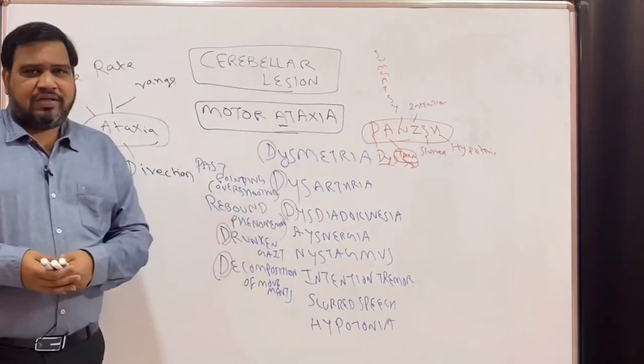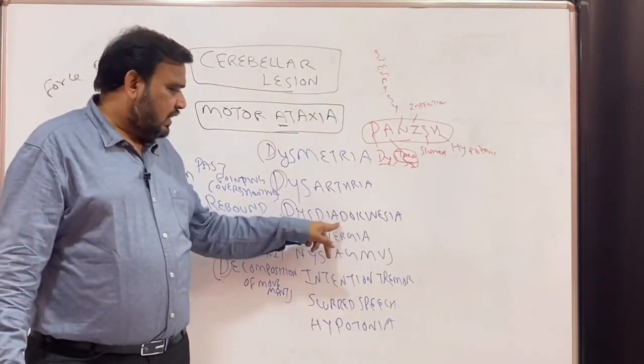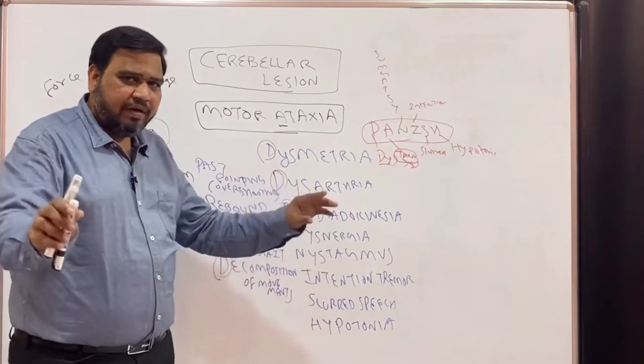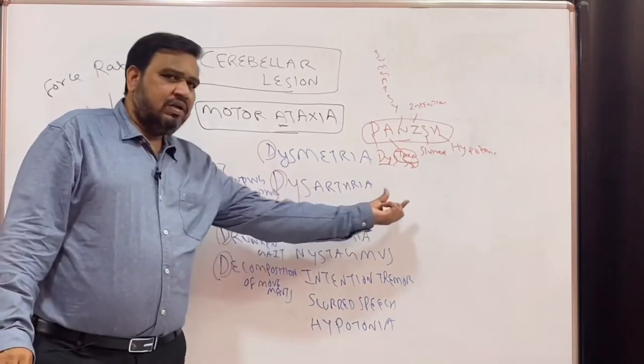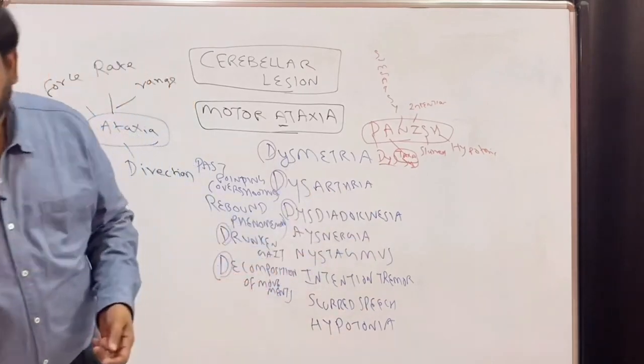Then dysdiadokinesia. Kinetic means movement. Adiado means alternate movements. So dys means not able to do. So I again repeat, dysdiadokinesia. So alternate movements they will not be able to do properly.